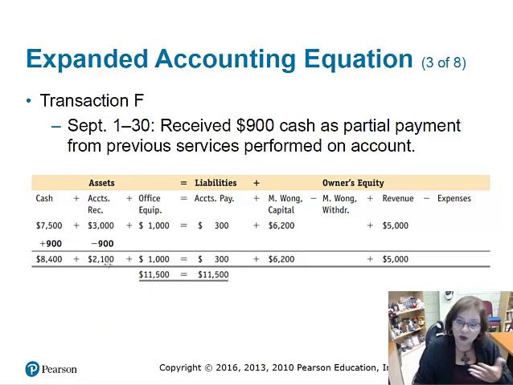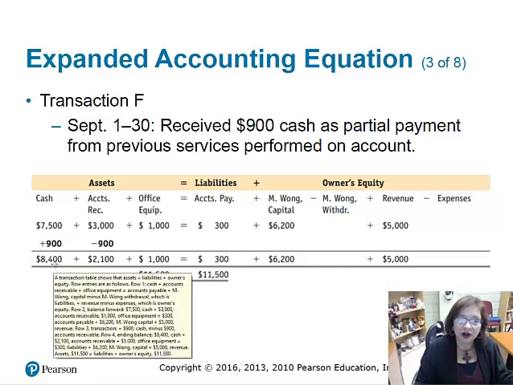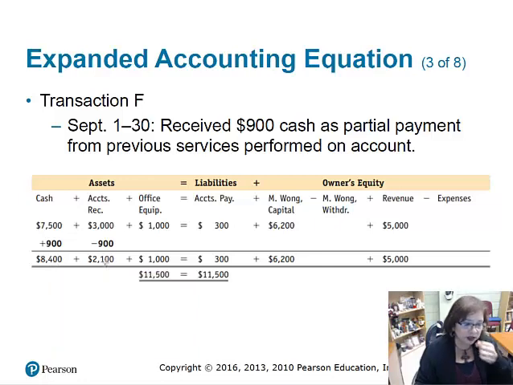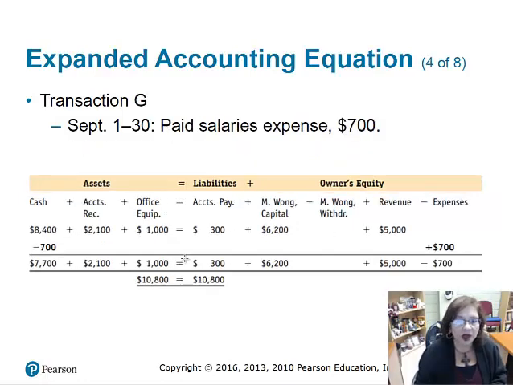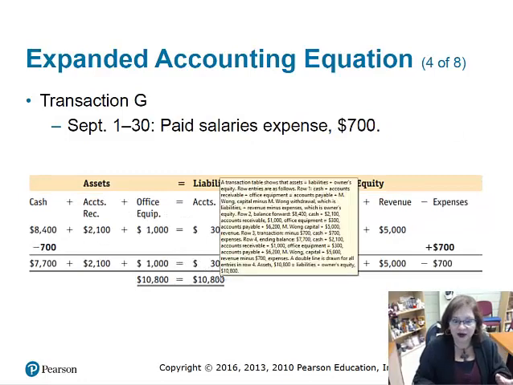See how we're recording everything in detail. So again, $8,400 that we got in. Accounts receivable is now only $2,100. Equipment stayed the same. Accounts payable, you haven't paid any money on that yet. Your equity stays the same. Revenue stays the same for the month. You haven't made any more. That goes ahead and balances out to $11,500. Okay?